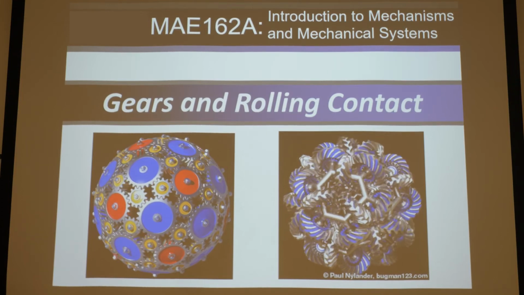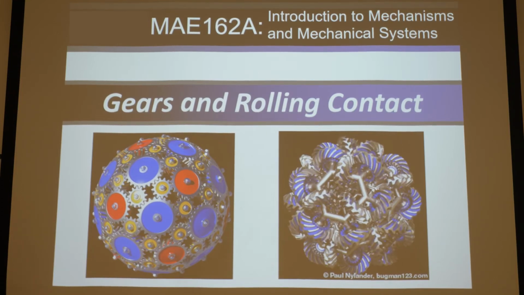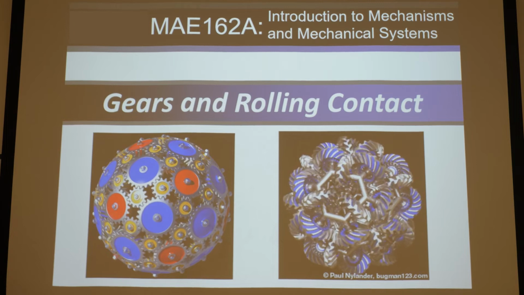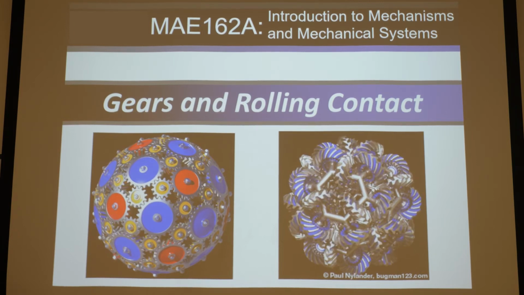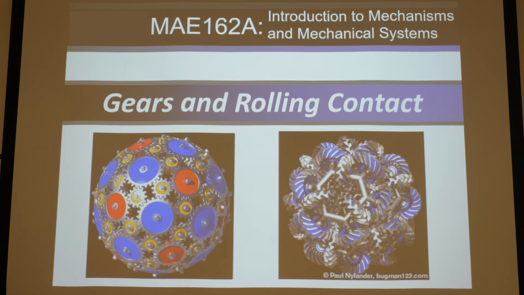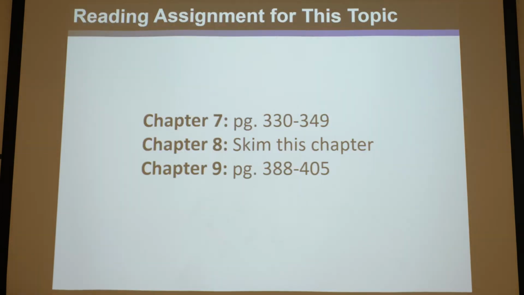Okay, welcome to topic 5. Today we're going to be talking about gears and rolling contact and how they relate to mechanisms. Okay, so here is the reading assignment. This is actually pretty useful, at least just to skim, so I'd recommend it, but again, you don't need to know it. This should give you everything you need.